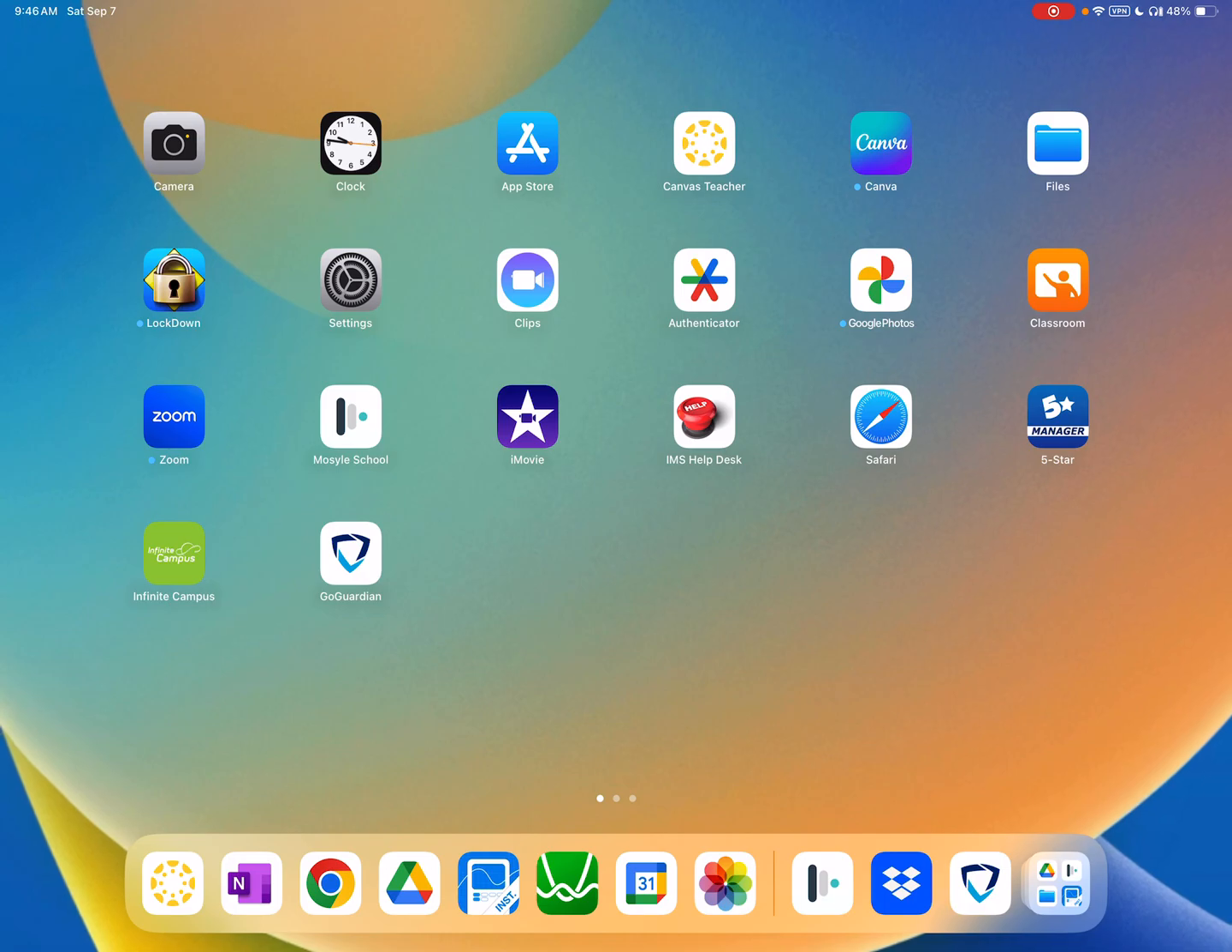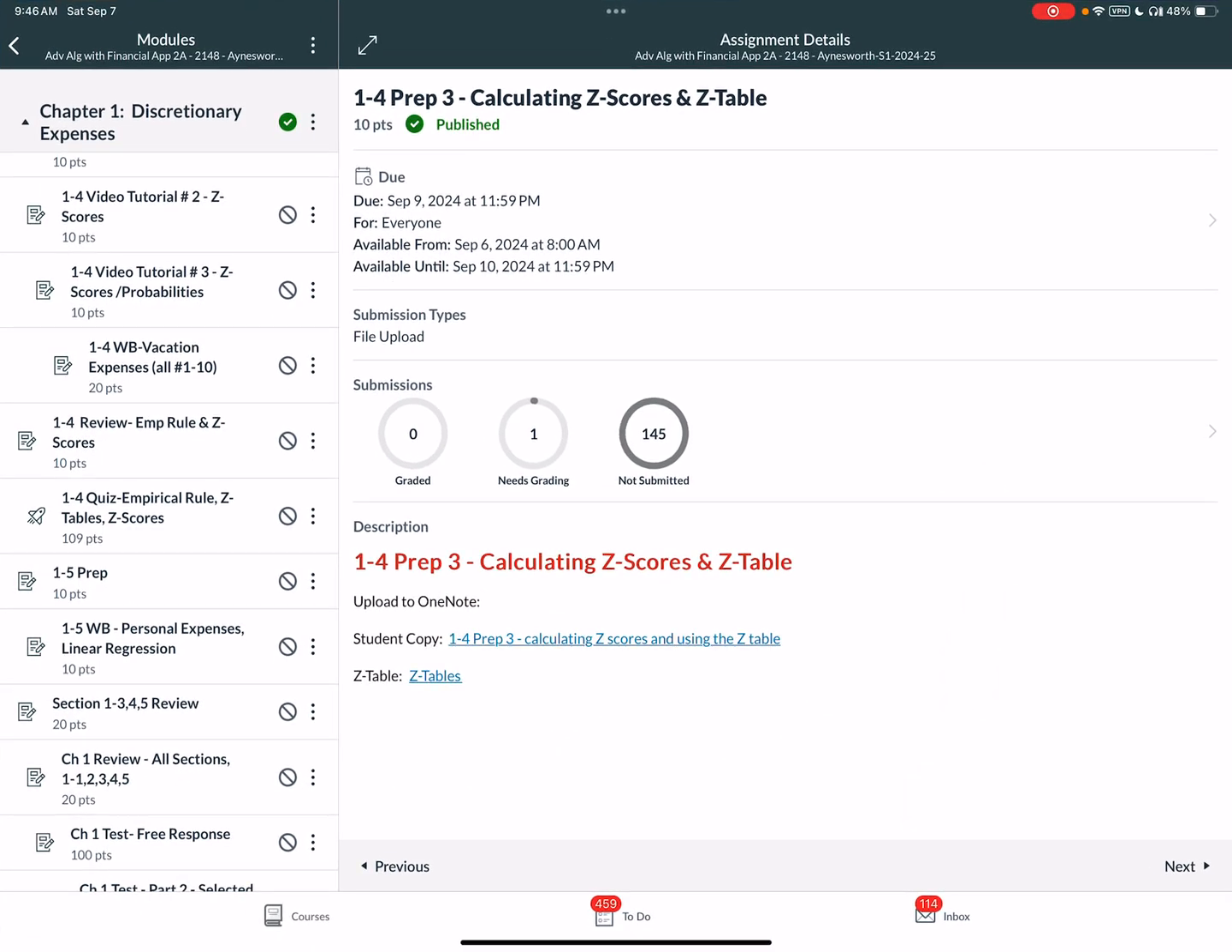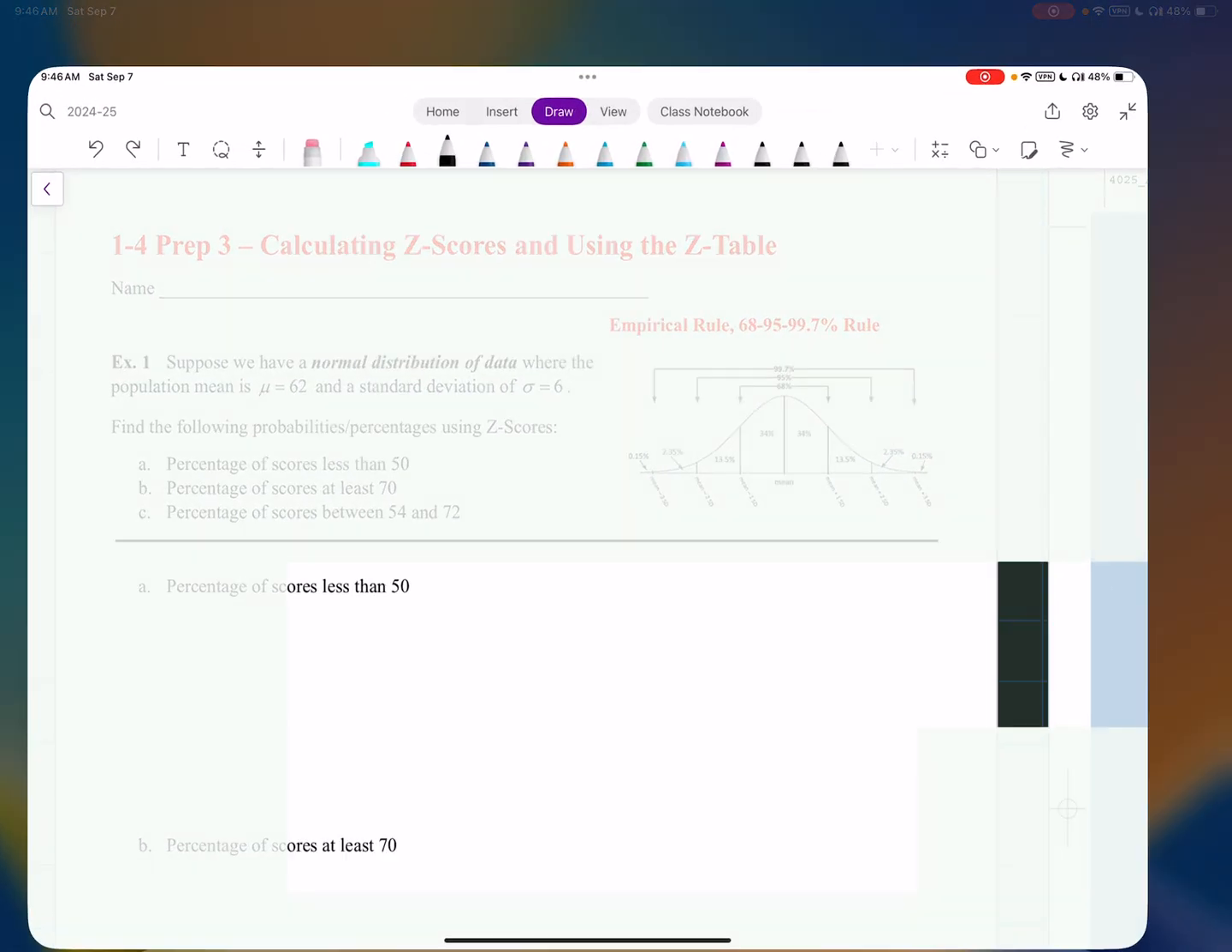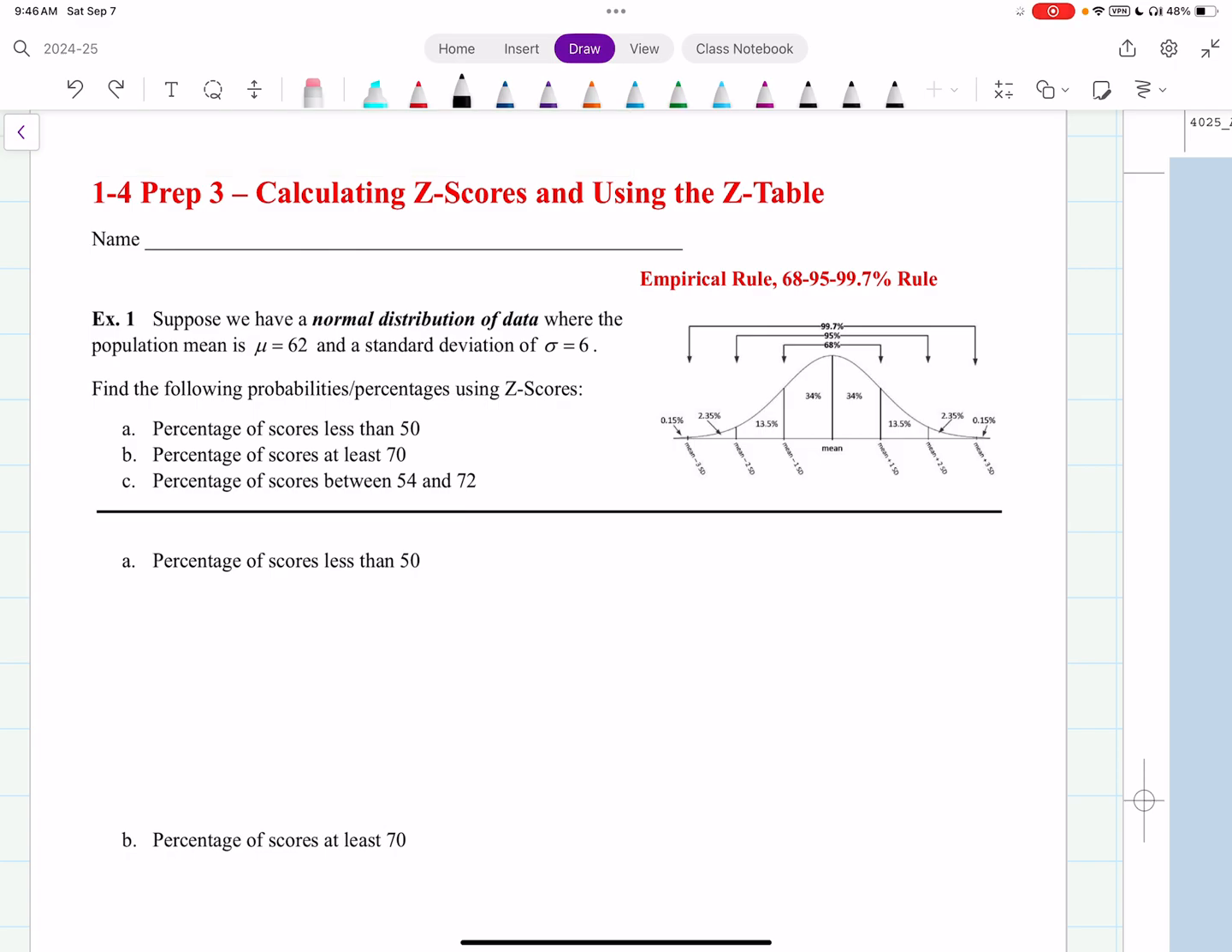Before we do, you need to go to Canvas and get your documents here. So go into your Canvas, find Prep 3, 1-4 Prep number 3, calculating z-scores and z-table. Upload both of these two little documents here, your student copy and the z-table, into your OneNote, and then of course you can get started. So let's do it.